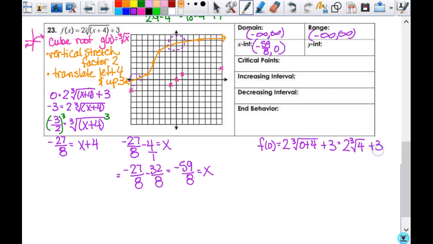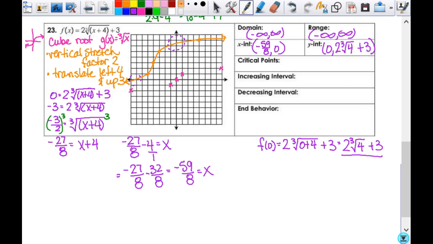So, can I take the cube root of 4? No, I cannot. So I cannot simplify this anymore. This is my y value, so my ordered pair is 0, and then 2 cube root of 4 plus 3. Don't be afraid of weird-looking answers.